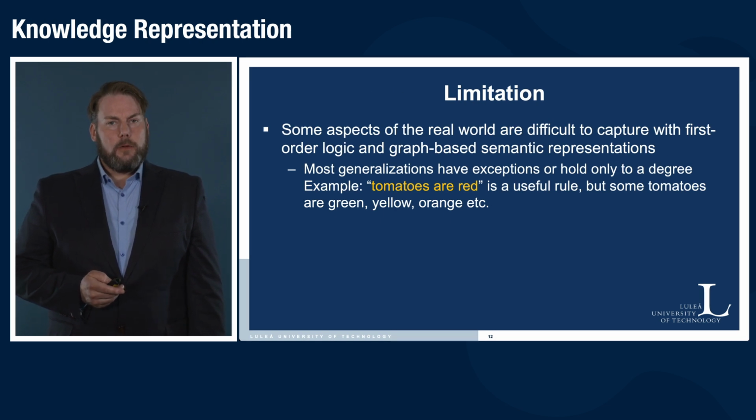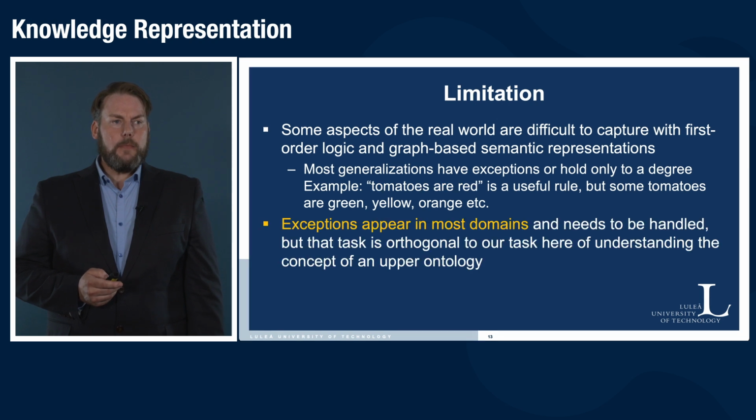A limitation of ontology engineering is that some aspects of the real world are difficult to capture with first-order logic and graph-based semantic representations. So most generalizations have some exceptions or hold true only to some degree. For example, tomatoes are red is a useful rule, but it is not always true because there are tomatoes that are green, yellow, orange, or have different colors, etc. And such exceptions appear in most domains, and they somehow need to be handled. That task is not what we are trying to understand here.